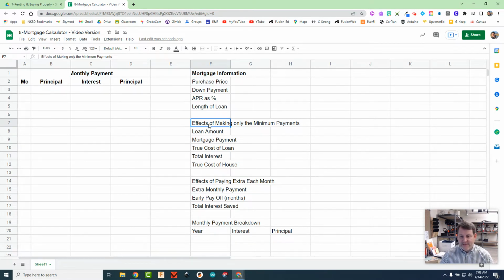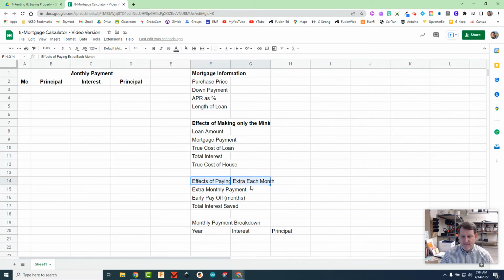All right. This next table will give us some calculations. So I'm going to take this heading and merge it and bold it. You can see it cut this off, and we'll deal with that later, making it big enough. Here it's going to calculate the loan amount, so we're going to figure out how much money we have to borrow. We'll have a calculation for the mortgage payment, the true cost of the loan, the total interest we'll pay, and the true cost of the house. And we'll talk more about what all those mean.